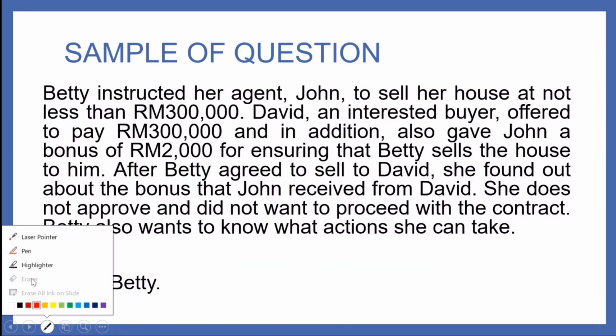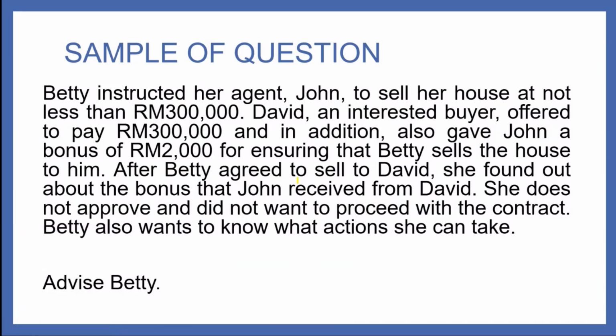Now, here are some clues that you can see in the question. Now, Betty instructed her agent John. So this shows that Betty is the principal. It's clearly stated that John is her agent to sell her house at not less than 300,000 ringgit. So this is the instruction given to the agent. And in fact, there was a buyer who wants to buy it at that amount, which is not wrong.